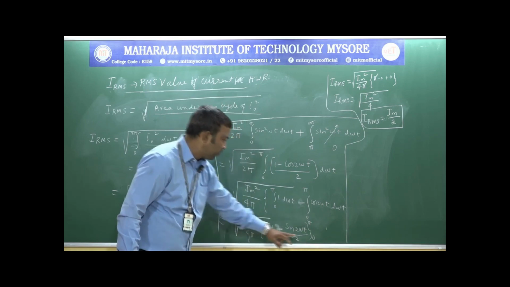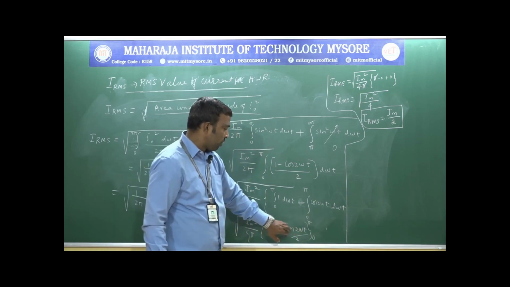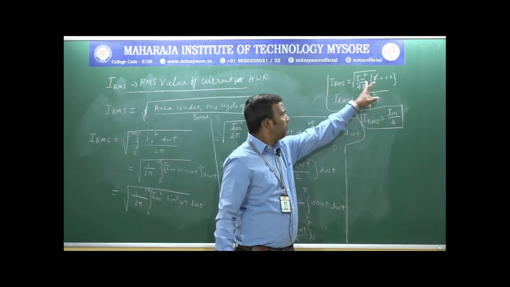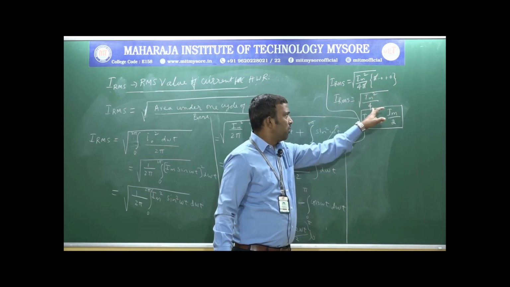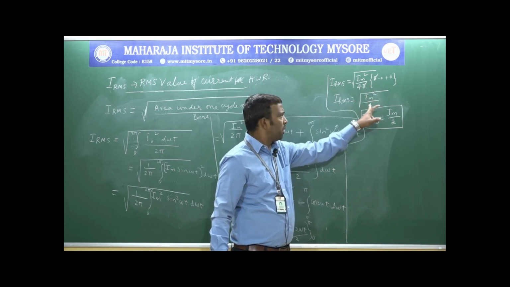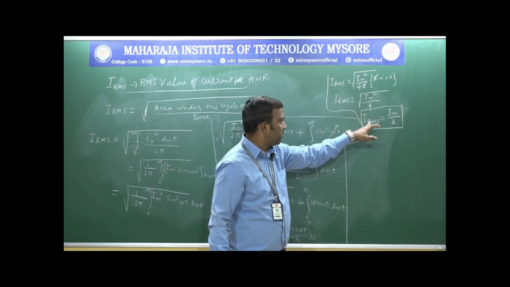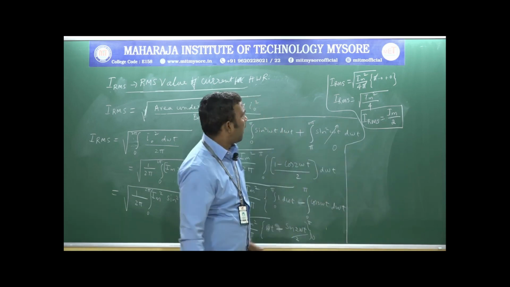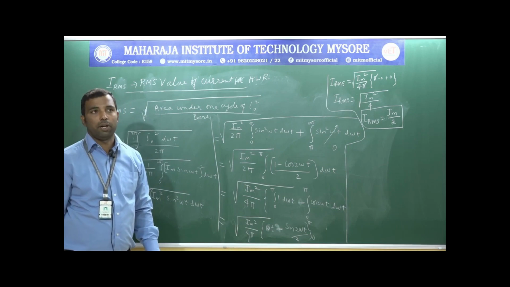So, applying the limits 0 to pi, we get pi minus 0, and the minus part becomes 0. Pi minus 0, so we are getting only pi. So, pi gets cancelled, Im square by 4, which is nothing but the I RMS squared. Therefore, I can simplify this to I RMS equal to Im by 2. This is nothing but the RMS value of the current for the half wave rectifier.